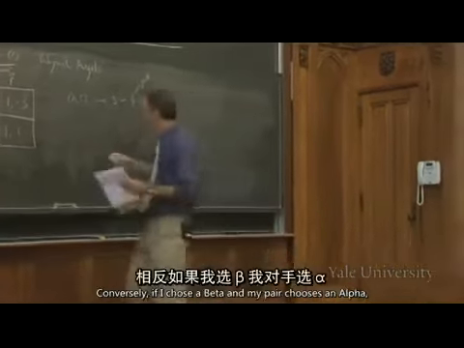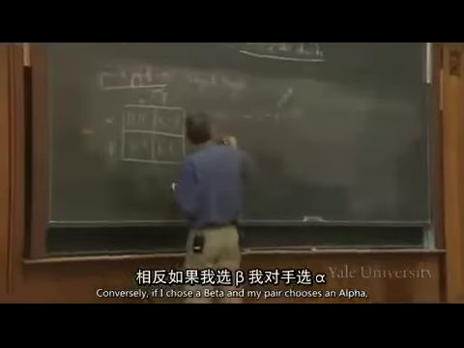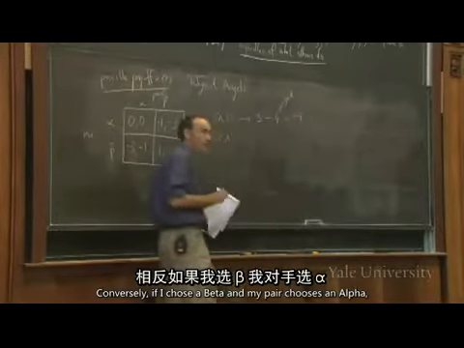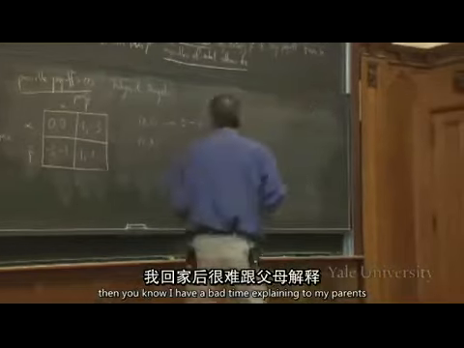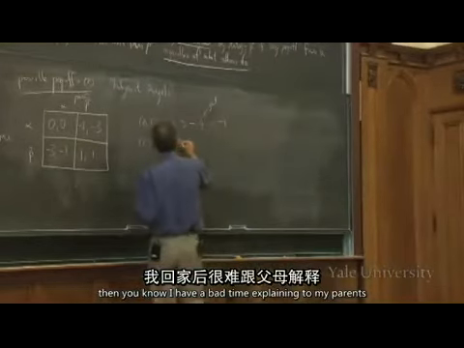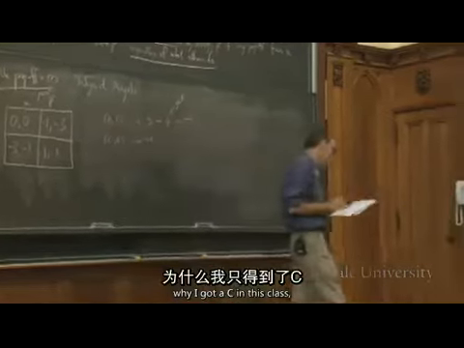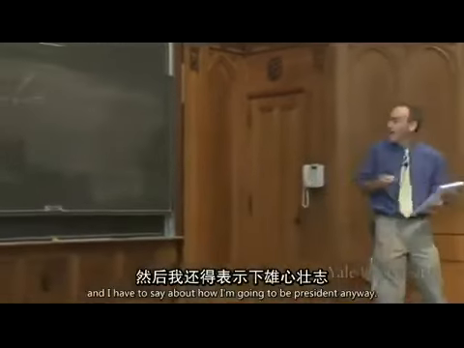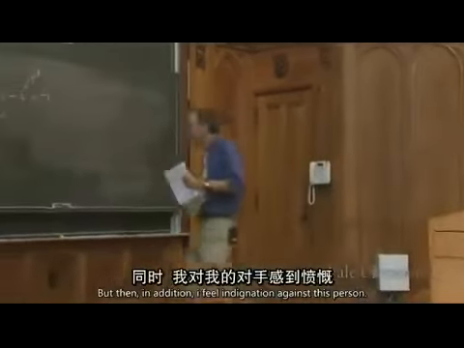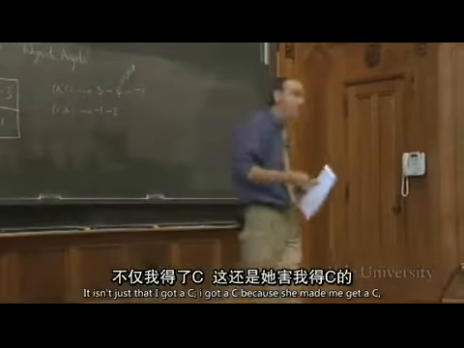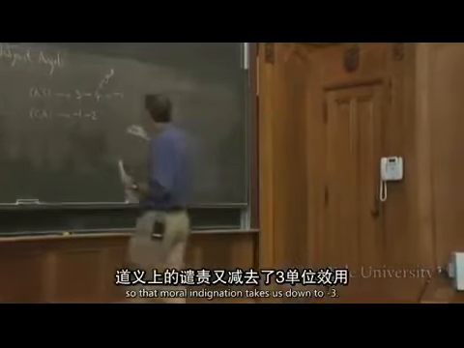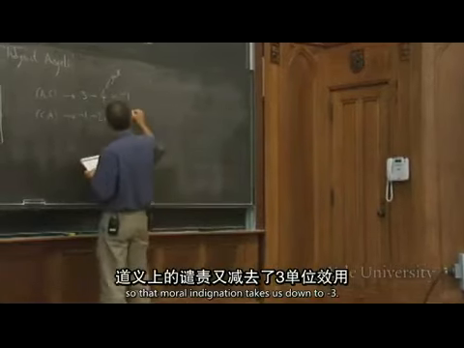All right? Conversely, if I chose a beta and my pair chose an alpha, so I end up with a C and she ends up with an A, then I have a bad time explaining to my parents why I got a C in this class, and I have to say how I'm going to be president anyway. But then in addition, I feel indignation against this person. It isn't just that I got a C. I got a C because she made me get a C. All right? So that moral indignation takes us down to -3.